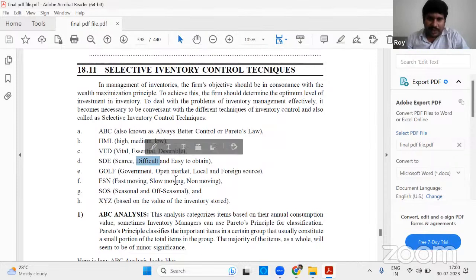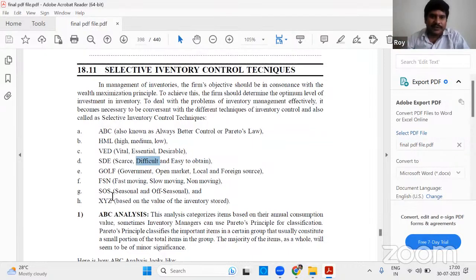Segregation. Next one, government, open market, local and foreign source. Fast moving. Now again, if you take, for example, viral fevers, paracetamol, fast moving. Everyone buys quickly. Slow moving, some others for pimples are there. Not pimples, pimples will come under non-moving. Rarely will people buy those medicines. Slow moving is based on the priority.